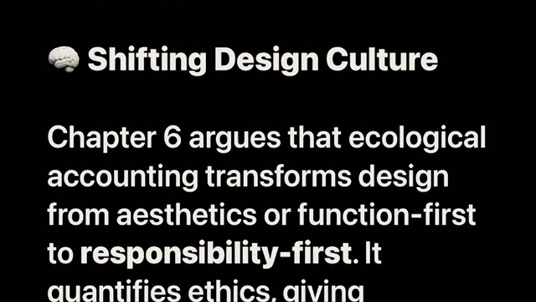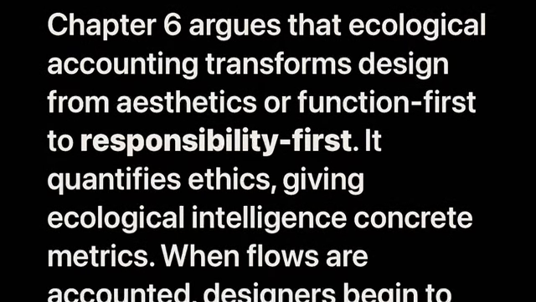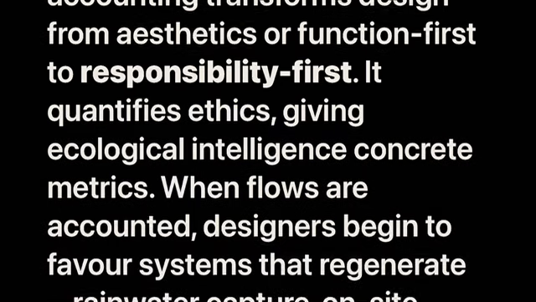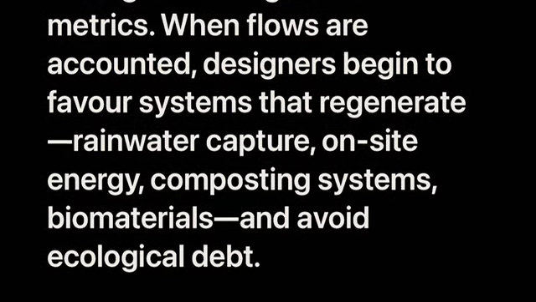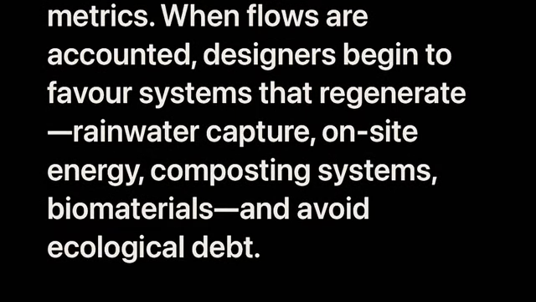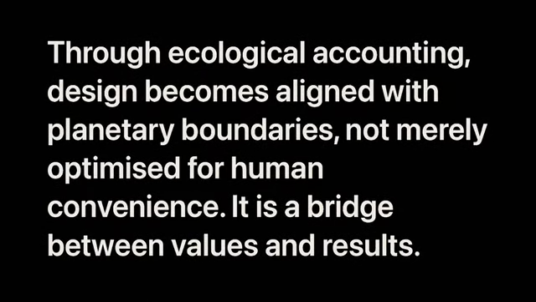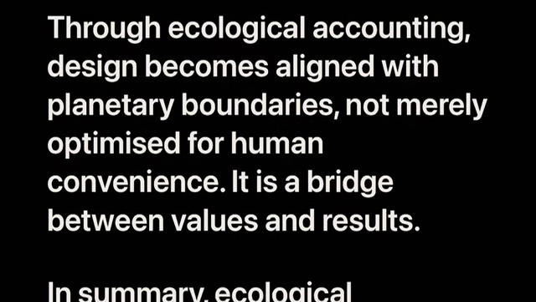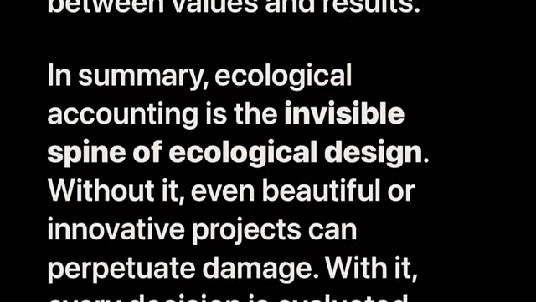Shifting design culture. Chapter 6 argues that ecological accounting transforms design from aesthetics or function first to responsibility first. It quantifies ethics, giving ecological intelligence concrete metrics. When flows are accounted, designers begin to favor systems that regenerate: rainwater capture, on-site energy, composting systems, biomaterials, and avoid ecological debt. Through ecological accounting, design becomes aligned with planetary boundaries, not merely optimized for human convenience. It is a bridge between values and results.